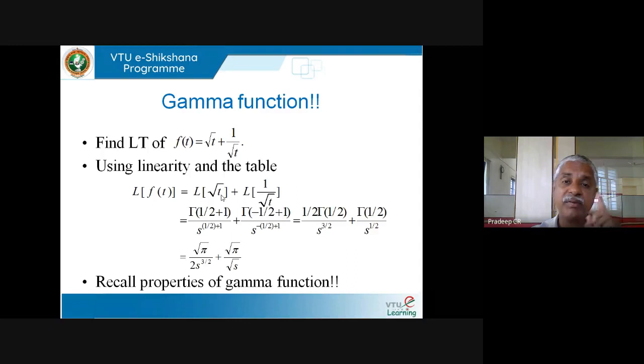Laplace of t power p, where p is greater than minus 1. So p here is half, which is greater than minus 1. For that, Laplace is gamma of p plus 1 divided by s to the power of p plus 1. So gamma of half plus 1 divided by s to the power of half plus 1. Similarly, Laplace of 1 by root t becomes t power minus half, which is also greater than minus 1. So it is gamma of minus half plus 1 divided by s to the power of minus half plus 1. You evaluate this, you know this. Gamma of 3 by 2 is 1 by 2 gamma half. So unless you know properties of gamma functions, you can't do these things. You must have learned gamma functions sometime in your first or second semester.